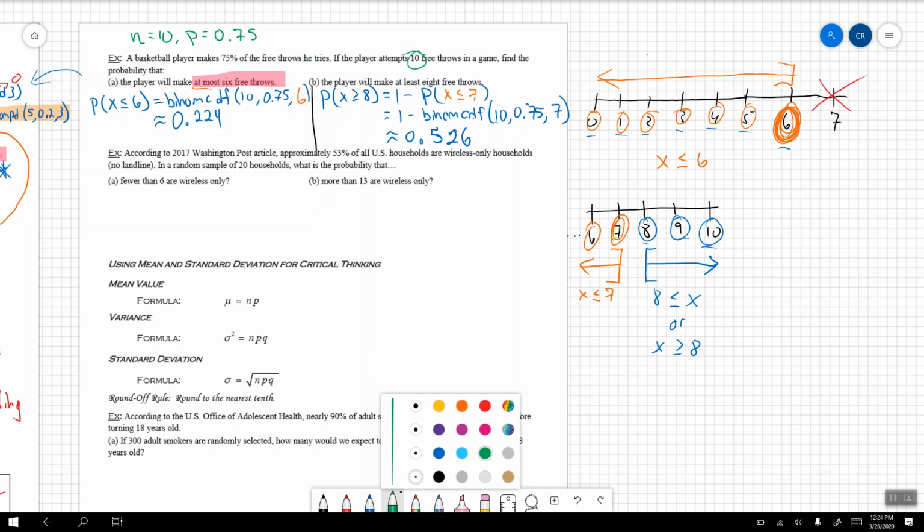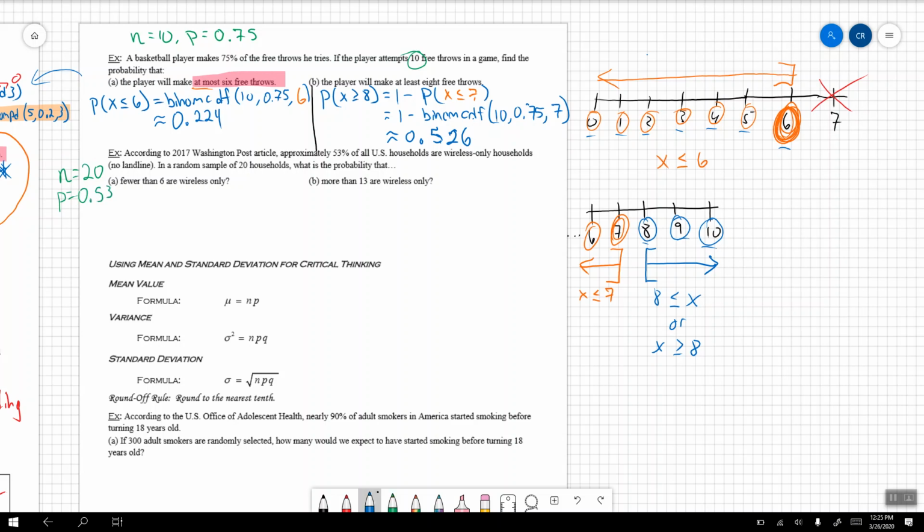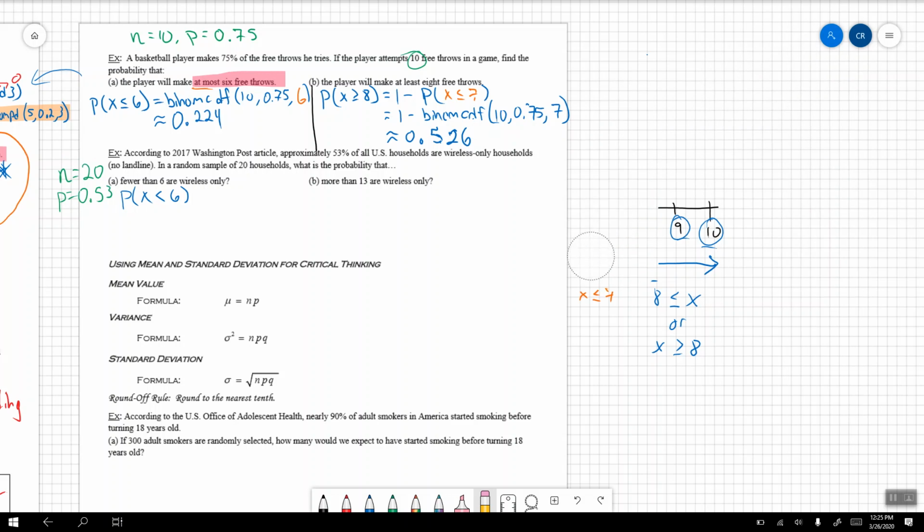Here we go. For this example, we're going to be running under the assumption that n is 20 because we're looking at 20 households. Probability of success stays constant at 0.53. So for this probability, we want to find the probability of fewer than 6 being wireless only. What does that look like? I'm going to need my area over here, so I'm going to erase this.